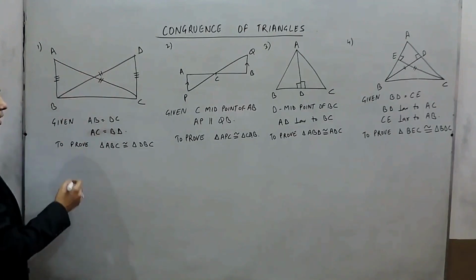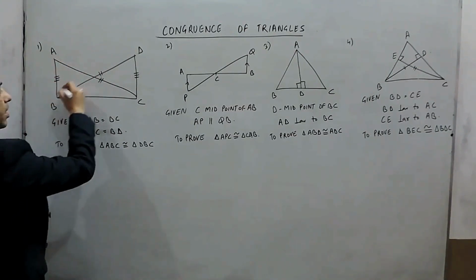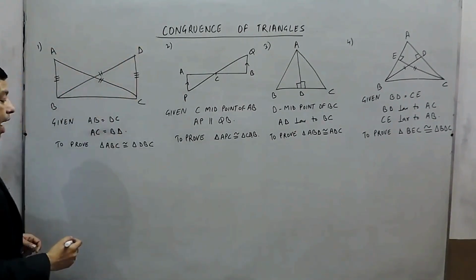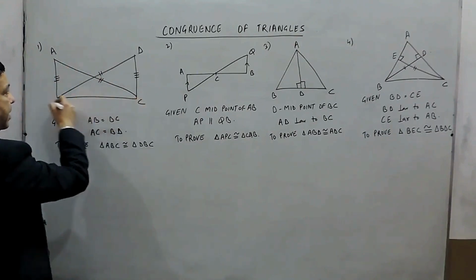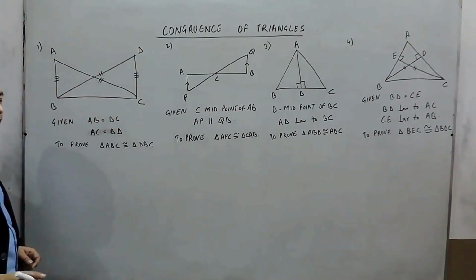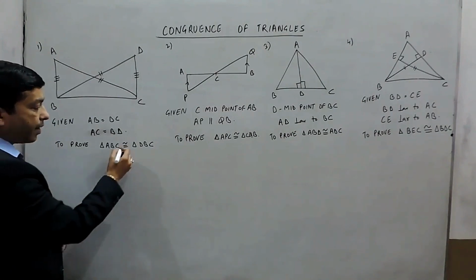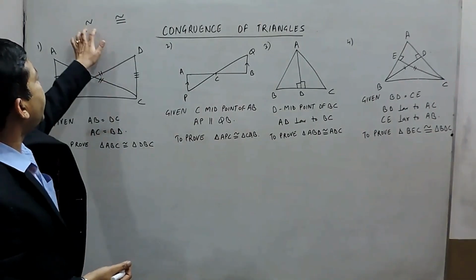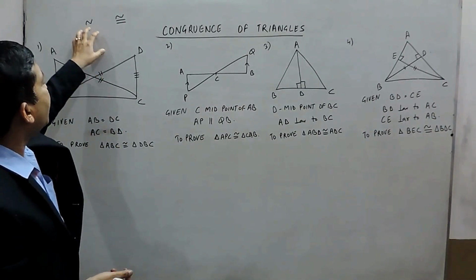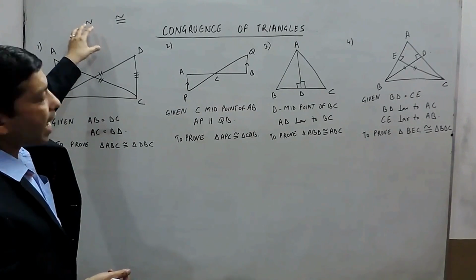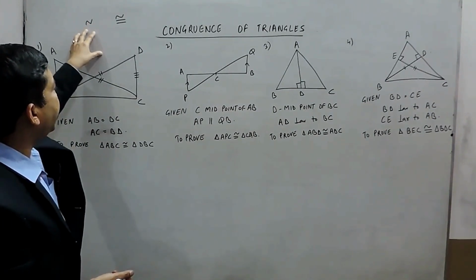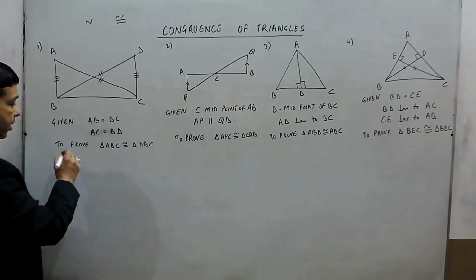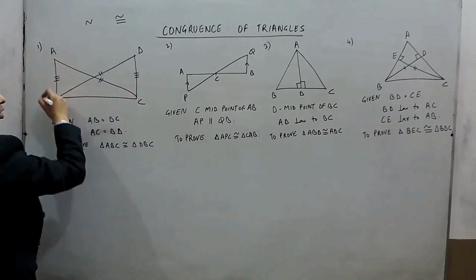In the first question, it is given that AB is equal to BC, AC is equal to BD, and we have to prove that triangle ABC and triangle BDC are congruent to each other. The sign of similarity is this, and the sign of congruency is this. If two triangles are diminished or magnified and look the same, it is basically similarity, and when they are equal in their parameters, it is known as congruency. So we have to prove that this triangle is congruent to this triangle.